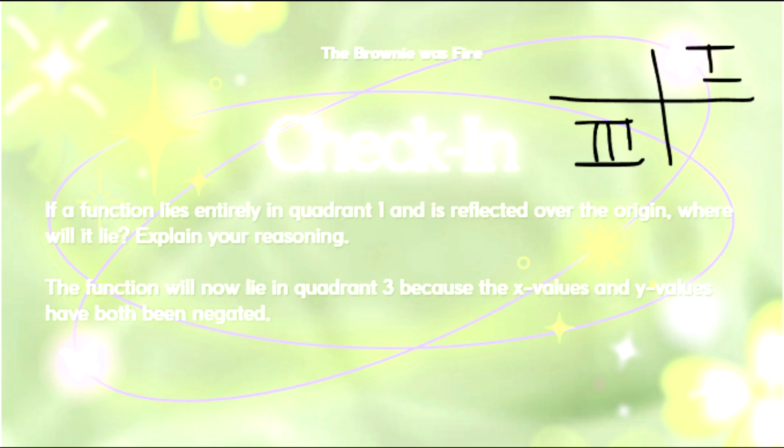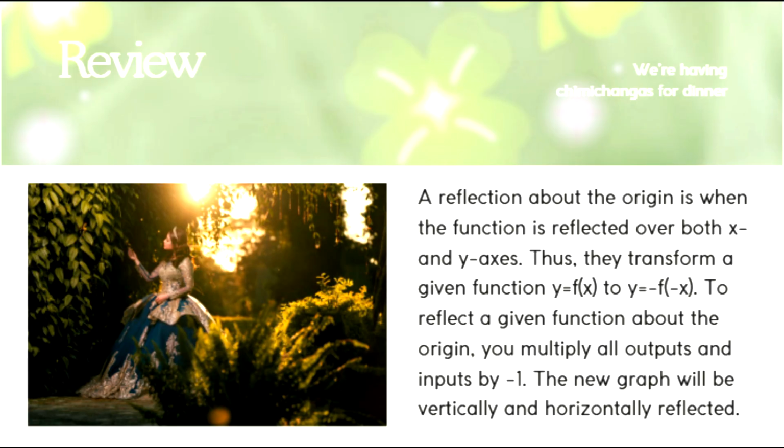Ta-da! Here's another review. An exhausting review. A reflection about the origin is when the function is reflected over both the x and y axes. Thus, they transform a given function y equals f of x to y equals negative f of negative x. To reflect a given function about the origin, you multiply all outputs and inputs by -1. The new graph will be vertically and horizontally reflected. If you don't have all of this information in your notes, you should.